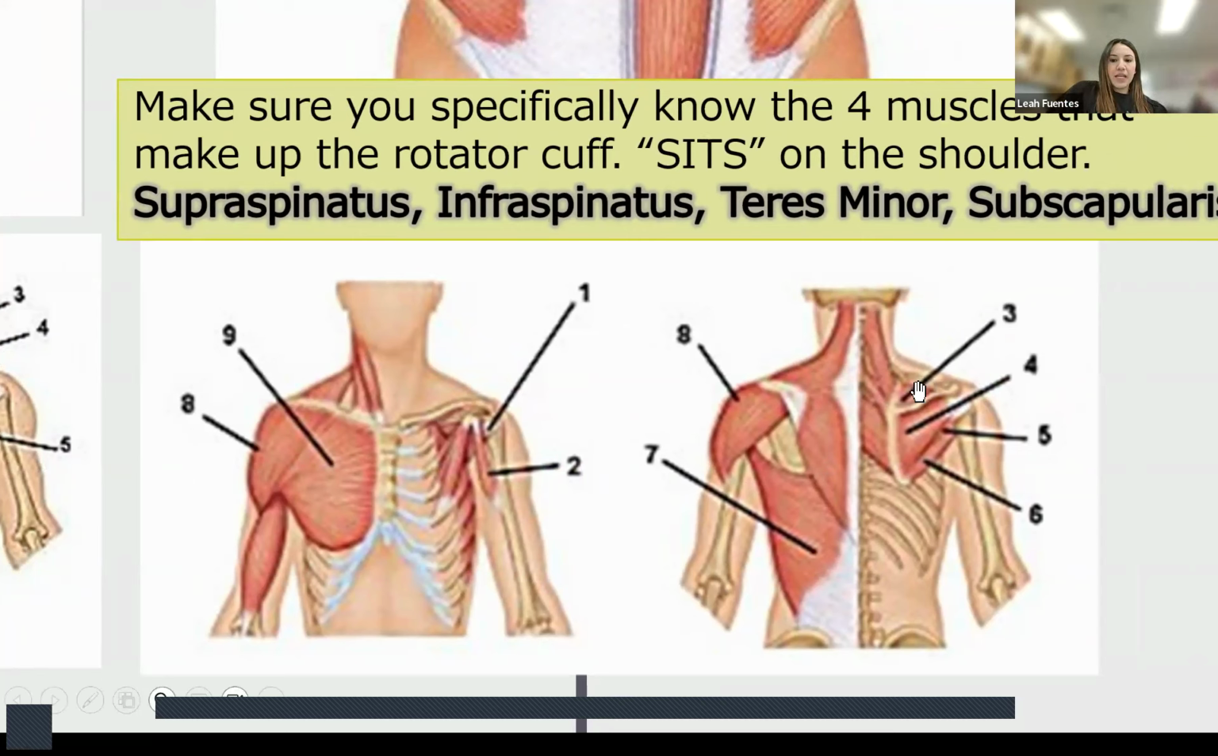So number 3, this is the supraspinatus. This landmark right here is the spine of the scapula. So we're going above that, so superior, supraspinatus. Let's see, 4, we have our infraspinatus. So inferior, supra, infra, SIT. Okay, and then let's see, 5, is this 5? Teres, yeah. 5, we have our teres minor.